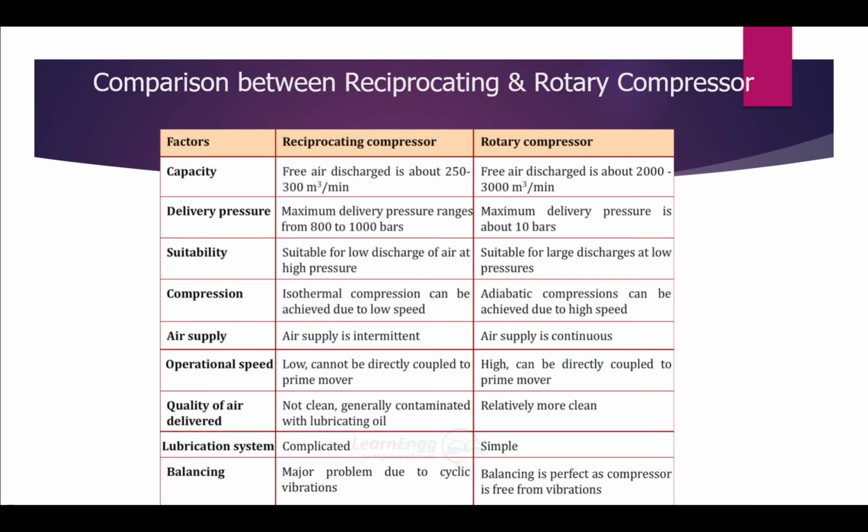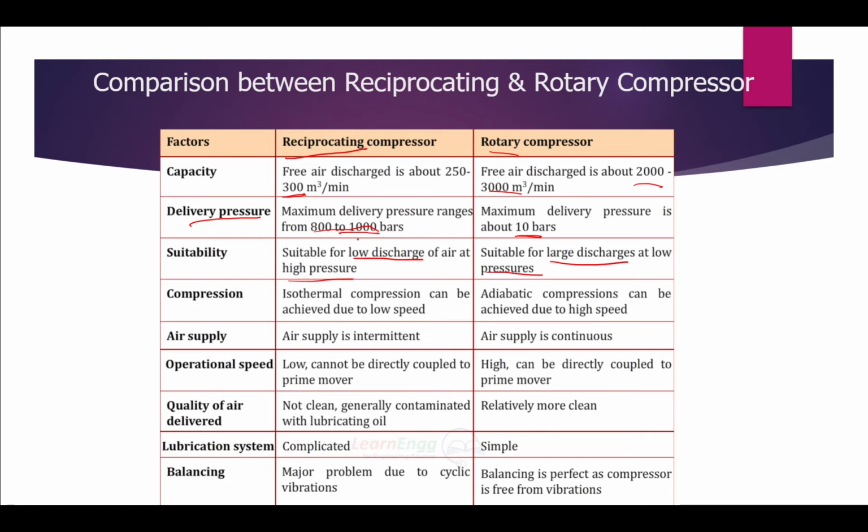If you compare reciprocating and rotary compressors, these are the comparisons you can observe. Generally reciprocating compressors have very little discharge, around 300 meter cube per minute, whereas for rotary the discharge will be very high. But the delivery pressure will be very high in the case of a reciprocating compressor, whereas the delivery pressure will be less in a rotary compressor. That is why you can say that reciprocating compressors are used for low discharge at high pressure, whereas rotary compressors are used for large discharges at low pressures.